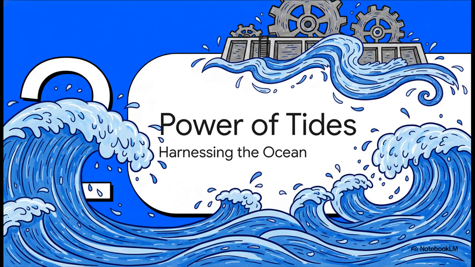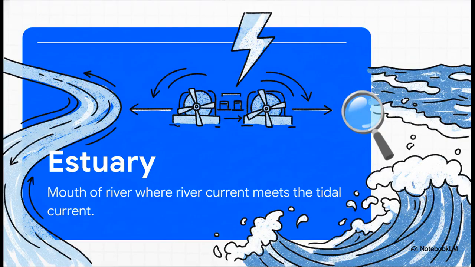Okay, moving on to Section 2, the power of tides. Now, before we go trying to harness the entire ocean, we need to define exactly where these incredible hydro projects actually live. An estuary is essentially a part of a river or stream that's influenced by the tide in the main sea. It's the mouth of the river, right where that river current actually meets the tidal current. And this specific, highly dynamic geographic spot?